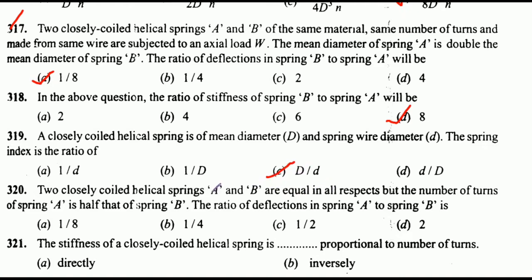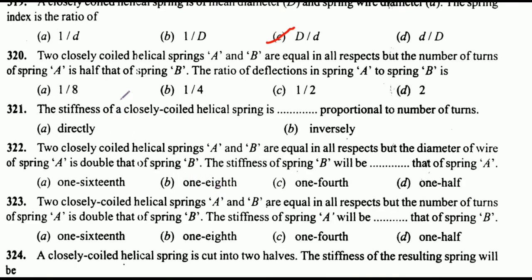Next is two closely coiled helical springs A and B that are equal in all respects, but the number of turns of spring A is half of that of spring B. The ratio of deflections in spring A to spring B is. Here friends, these are the options, and the correct answer is option C, that is 1 upon 2, that is half.